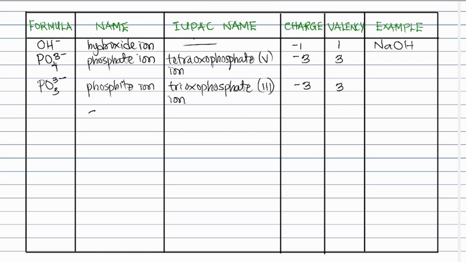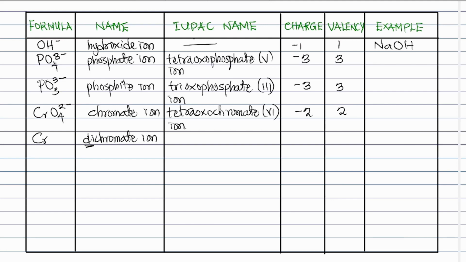Then we move on to the chromate ion. The chromate ion is CrO4 2-. It has an IUPAC name of tetraoxochromate 6, a charge of -2 and a valency of 2. Similar to this is the dichromate ion.